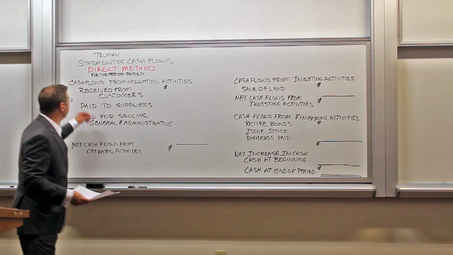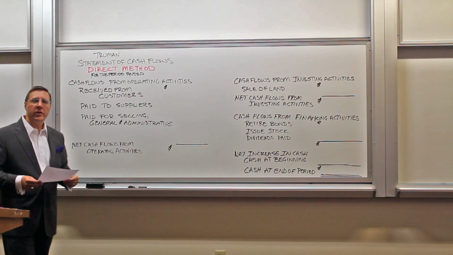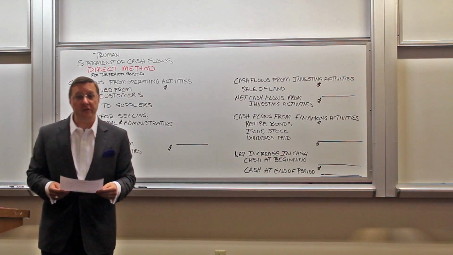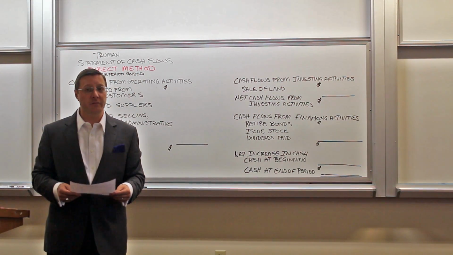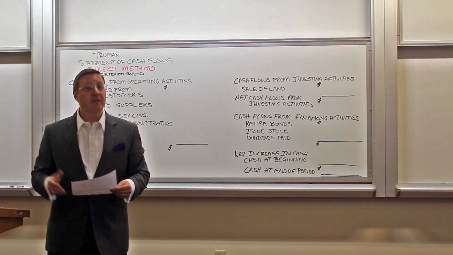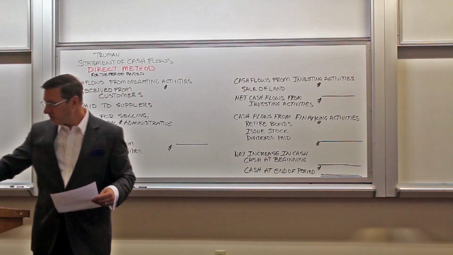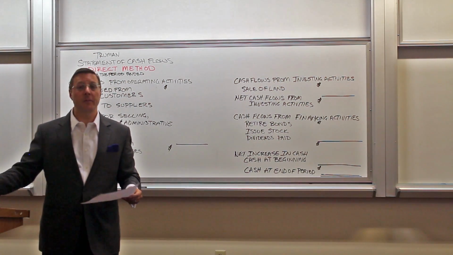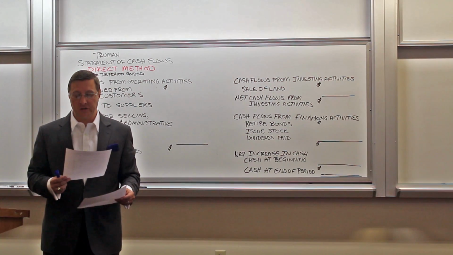The first line here is cash received from customers. The way that we get cash received from customers is first to assume that all sales happen on an accounts receivable basis. Then from accounts receivable, it's paid over to cash. So we start out with our sales number, which is $322,000. We then subtract the change in accounts receivable.